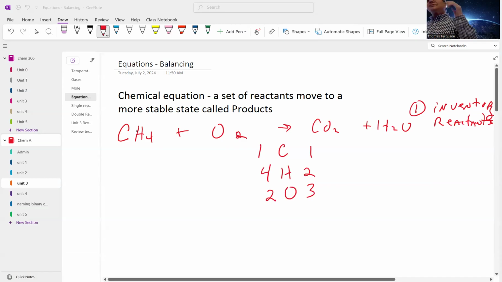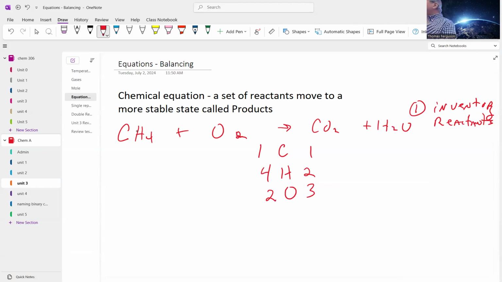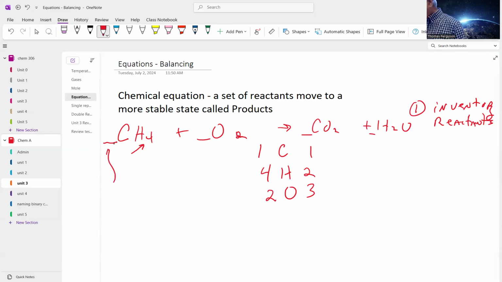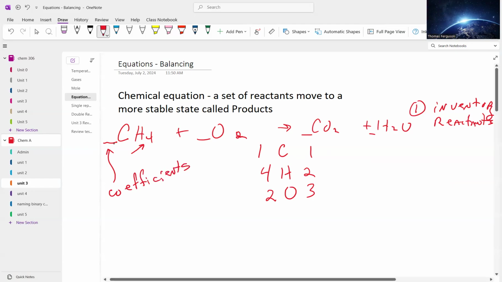Okay, so now we've got to do some things to make it balanced. There are 2 sets of numbers in this deal. We've got those numbers, the subscripts, and we have a number in front, and those are called coefficients. The only numbers we're allowed to change are coefficients, not subscripts.